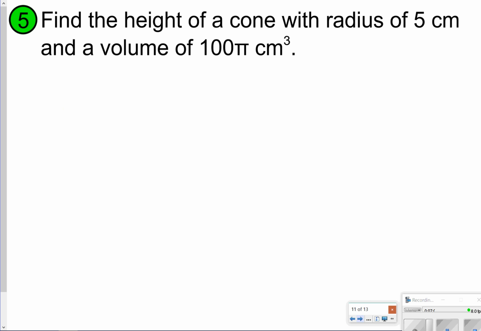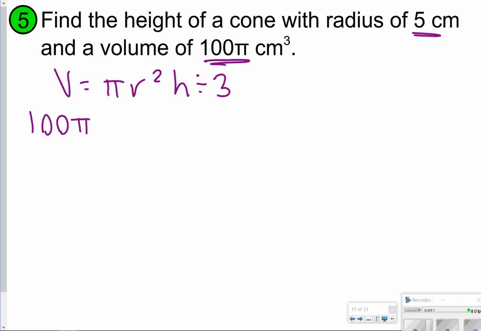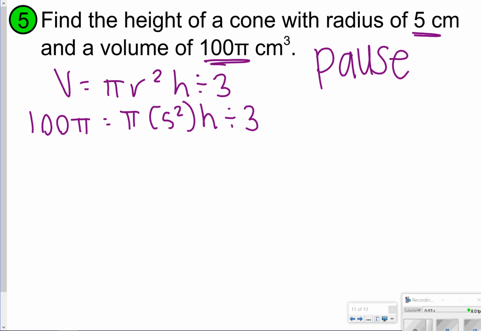And this one, you're going to find the height of a cone with radius of 5 and the volume of 100 pi. So whenever you're plugging in your formula, the volume will be 100 pi and the radius will be 5. So maybe try to solve for height here, just keeping pi with the symbol, because whenever you divide over here on the left hand side, they're going to cross out. Go ahead and pause the video now, see if you can try to solve for H, and then once you're done, click play.